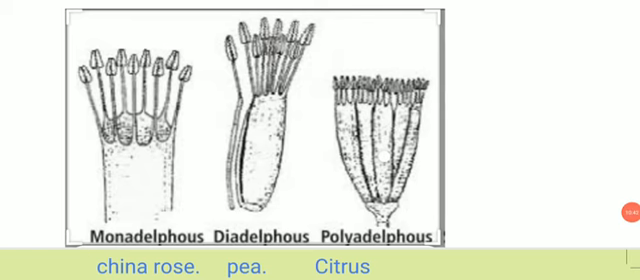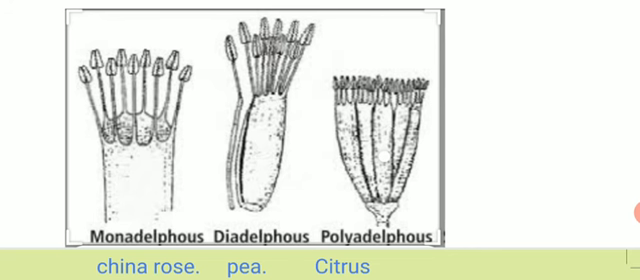Now let's talk about the next case. Sometimes stamens are free and sometimes they can be fused in nature. So in the very first picture, it is called monoadelphous. All stamens are united and only a single filament is present.